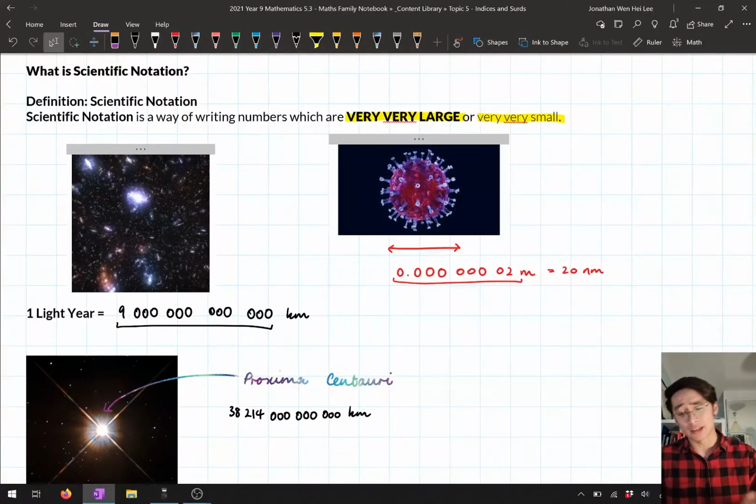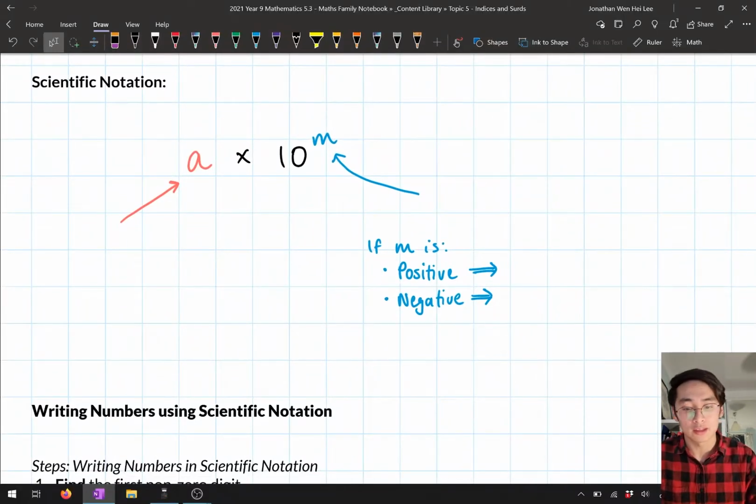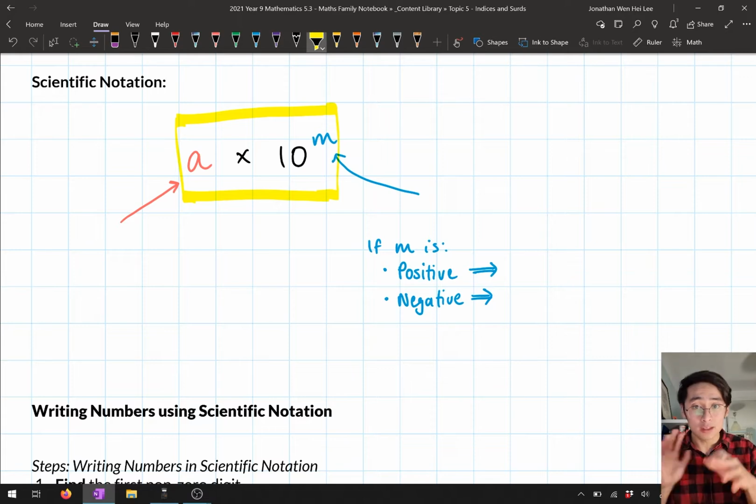So what is scientific notation? Scientific notation looks a bit like this. When we want to write a number in scientific notation, it will look like this: a times 10 to the power m. Now this has two parts, and I've highlighted the two parts. This is the number a and this is the number m.